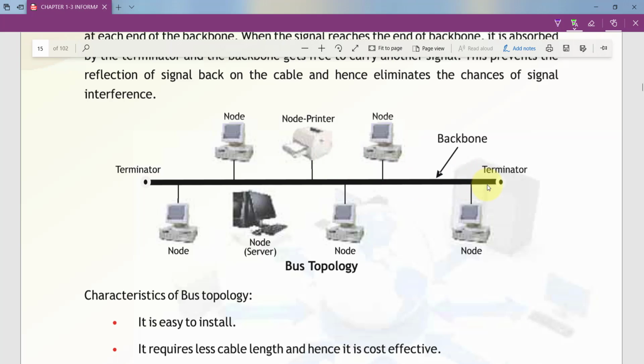You can also see there is a terminator. What is the purpose of the terminator? When you transmit a signal, it moves from one end to another end. Clear? So the signal should be absorbed with the help of the terminator. So this is the role of the terminator.